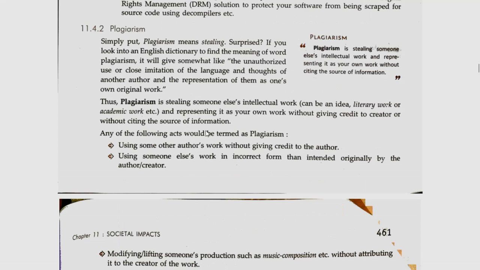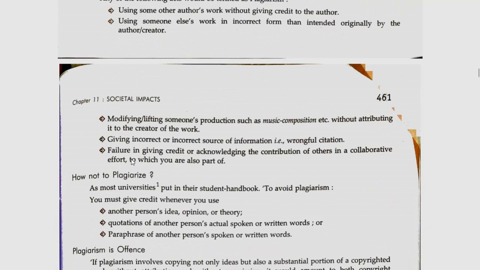I've zoomed it. I think that was not clear to you because it was not zoomed properly. Now, see, any of the following acts would be termed as plagiarism: using some other author's work without giving credit to the author, using someone else's work in a form other than that originally intended by the author or the creator, and modifying or lifting someone's production, such as a music composition, etc., without attributing it to the creator of the work. So all these things I've already discussed.